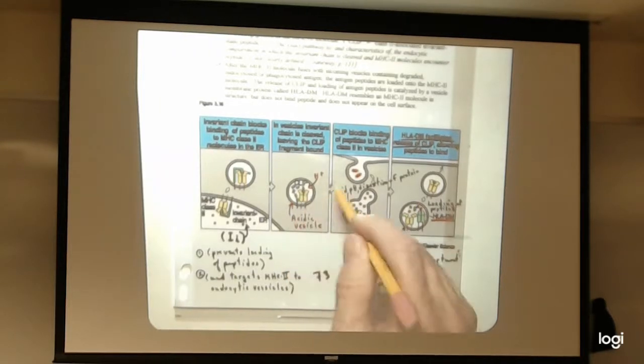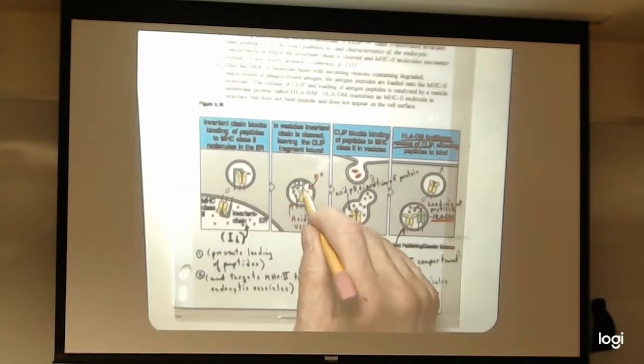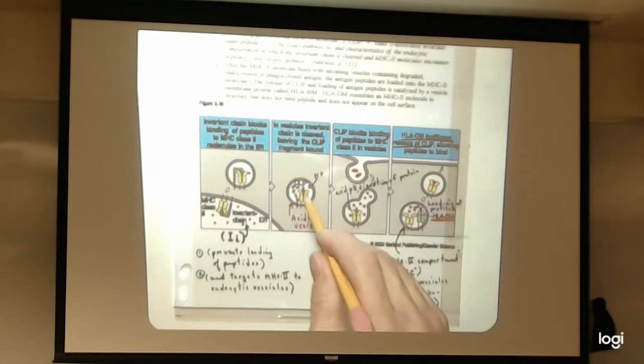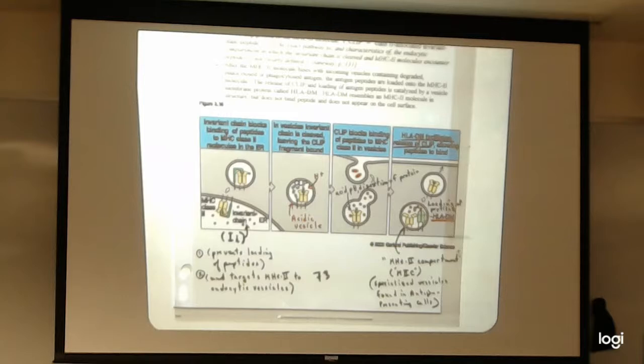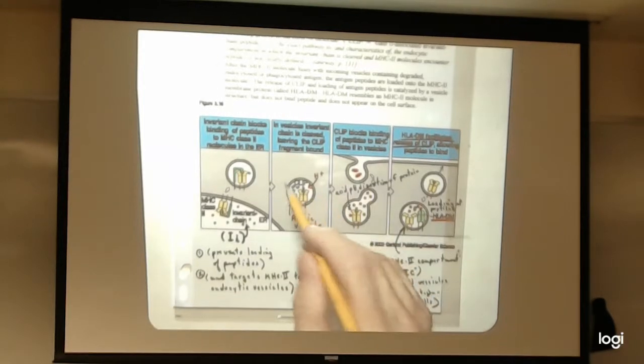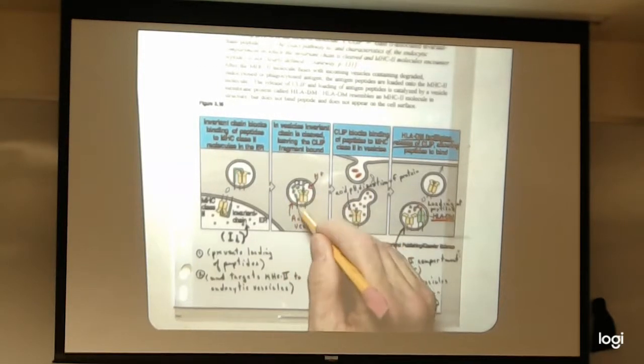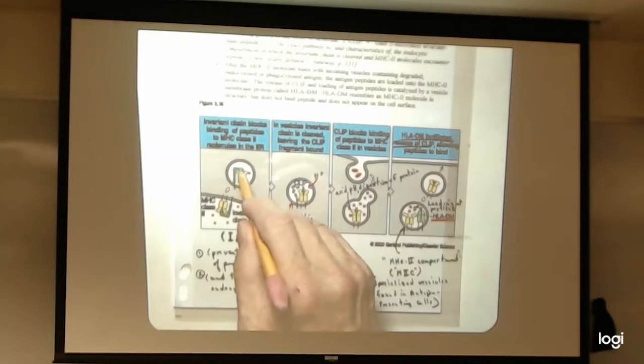And in this somewhat more acidic environment here, internal proteases, not shown, there's a little bit of hand-waving going on in these pictures here, lead to the breakdown of the Ii, the invariant chain.